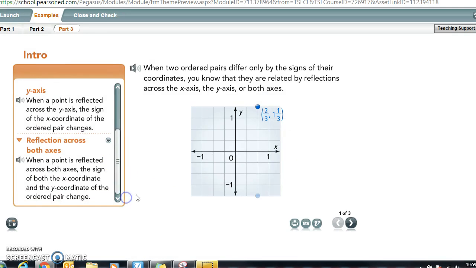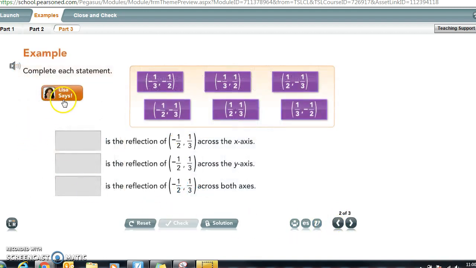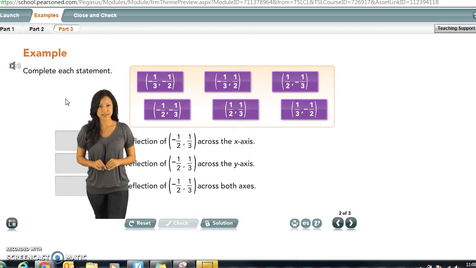A reflection across both the x and y axes changes the signs of the x and y coordinates. 2/3, 1 1/3, reflected across the x-axis and the y-axis is negative 2/3, negative 1 1/3. Reflections are mirror images. Everything is the same but in the opposite direction. In a mirror image, your right hand becomes your left hand. When you turn left, your image turns right. Similarly, opposite x-coordinates reflect mirror images across the y-axis. The word opposite comes in handy when you're thinking about reflections.